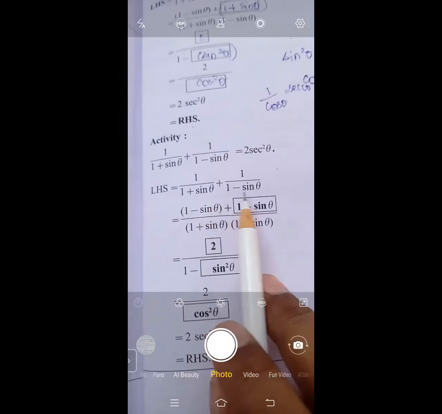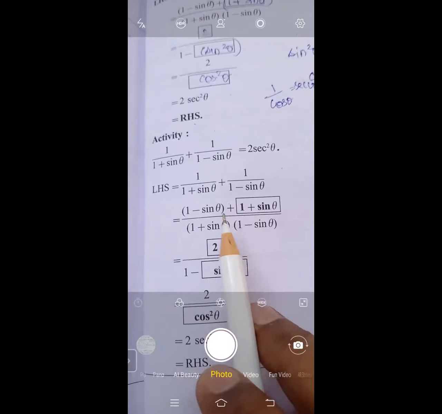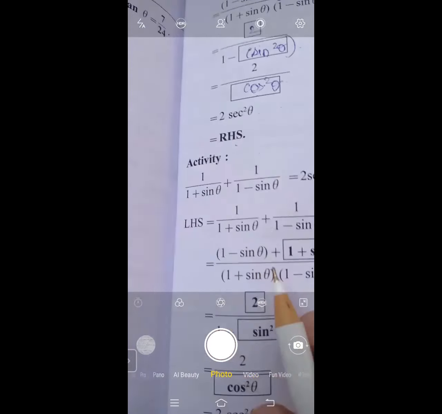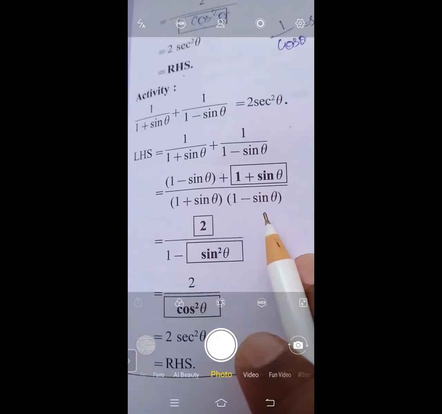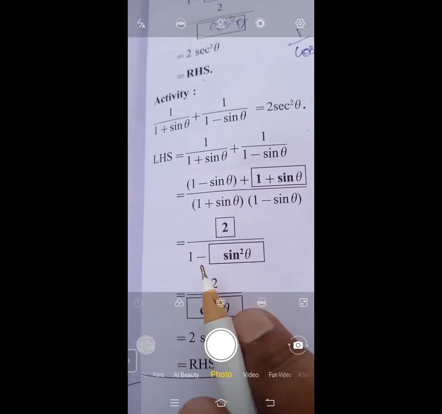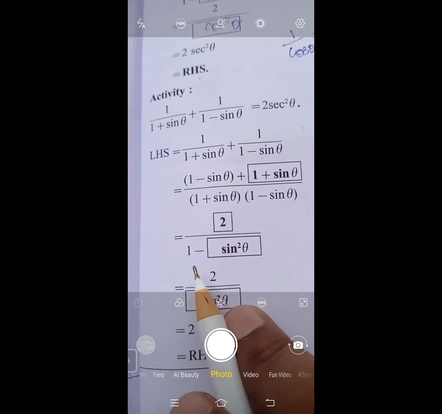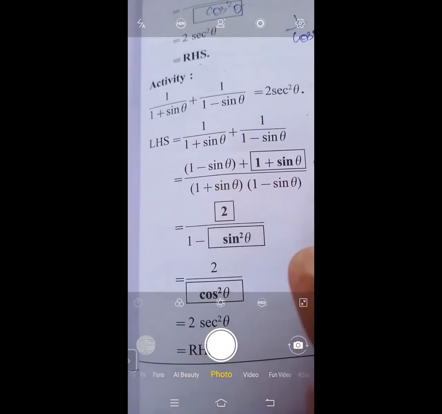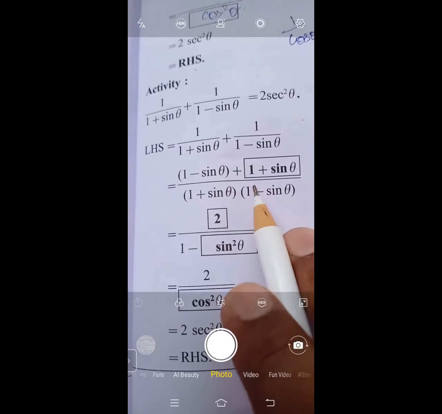They have made the denominator same by cross multiplying it. Then we have used the identity (a plus b)(a minus b) equals a square minus b square. So 1 square is 1, so they have written 1 minus sine square theta. Sine plus sine minus sine got cancelled, and 1 plus 1 became 2.